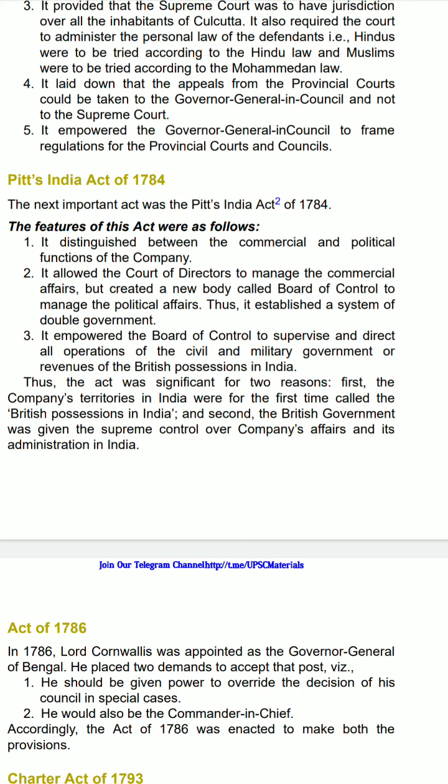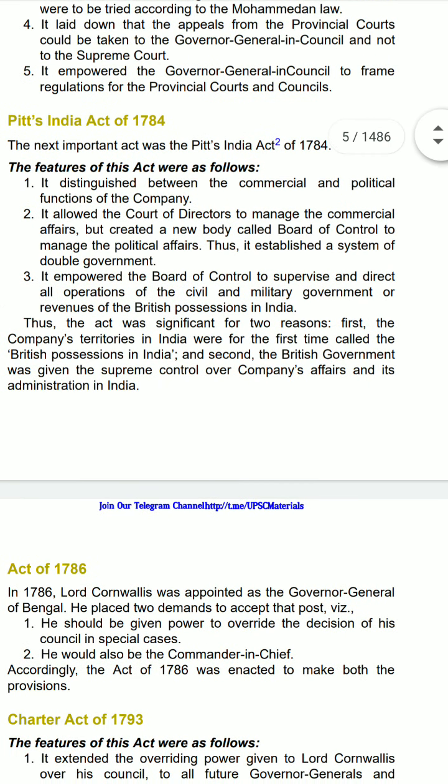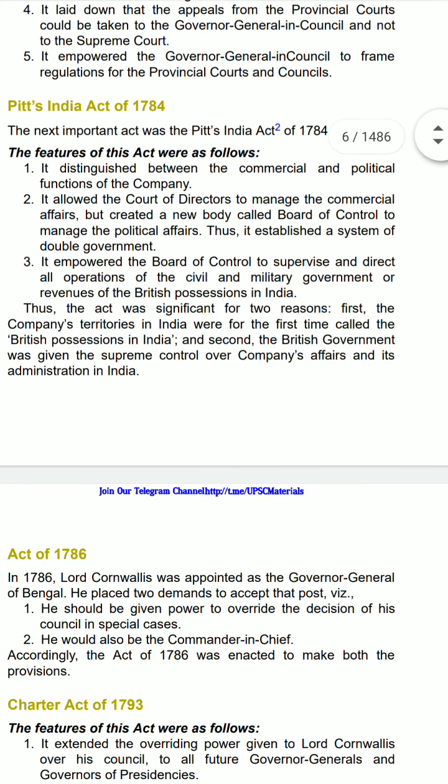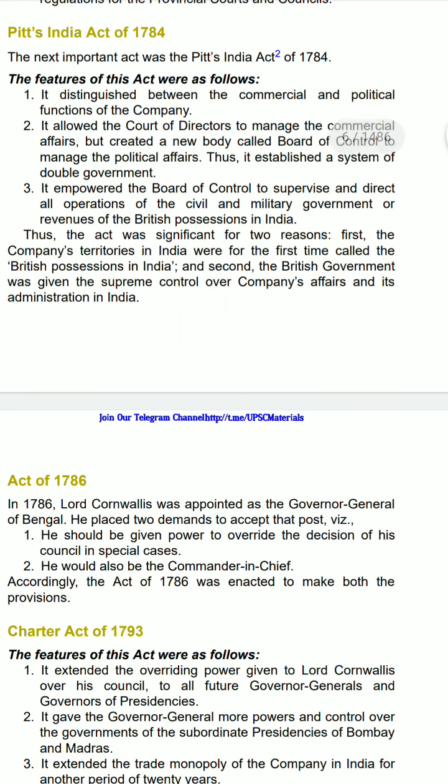It empowered Board of Control to supervise and direct all operations of civil and military government or revenues of the British possessions in India. Thus, the act was significant for two reasons. First, the company's territories in India were for the first time called British possessions in India. And second, the British government was given the supreme control over the company's affairs and its administration in India.